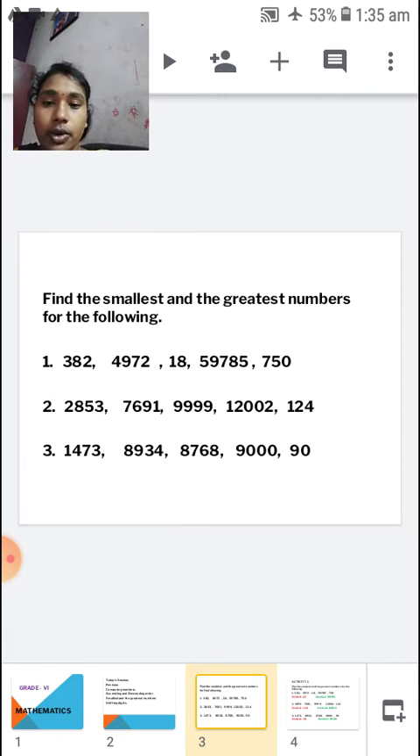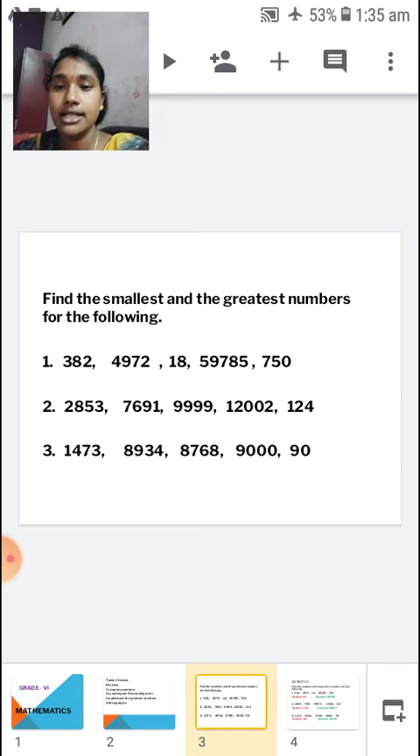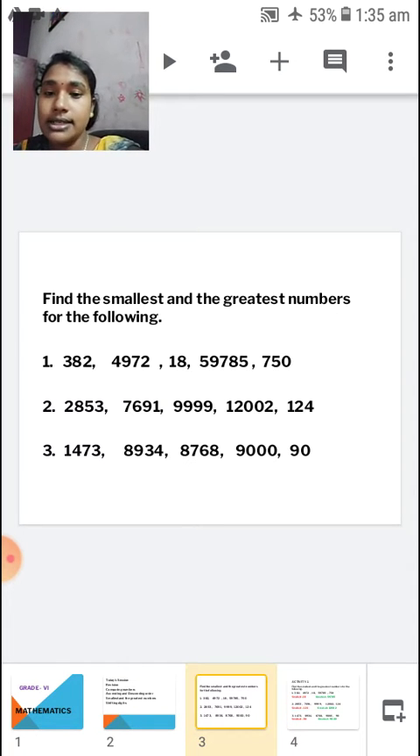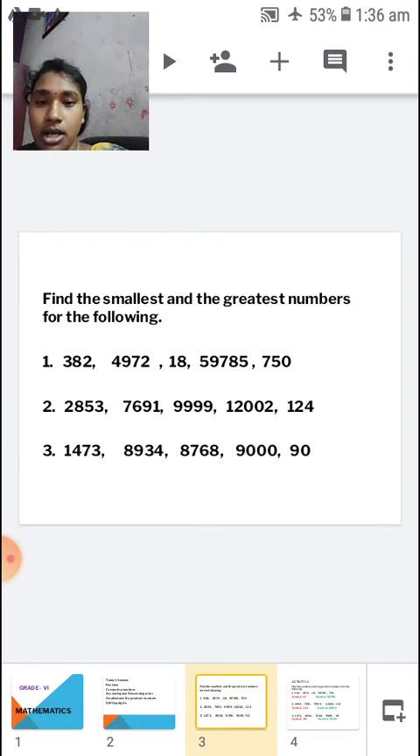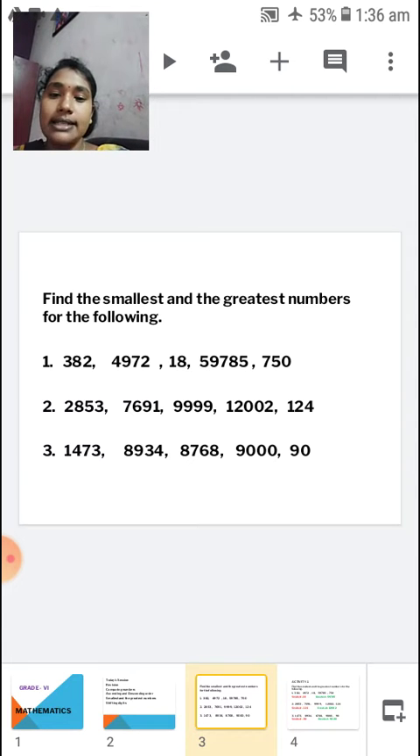So here we are going to find out the smallest and the greatest number for the following. As I told you previously, when these types of questions are asked, you have to check the number of digits, and to find out the greatest number you should count the number of digits and see which number has more digits, that will be the greatest number, and which number has fewer digits will be the smallest of the following.